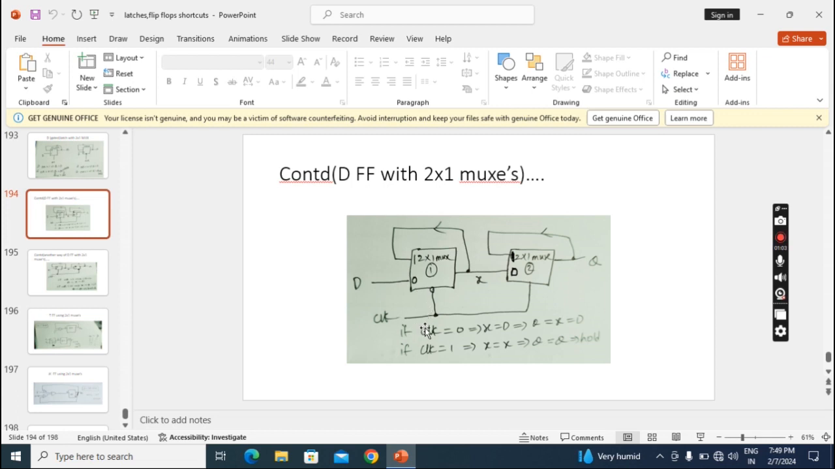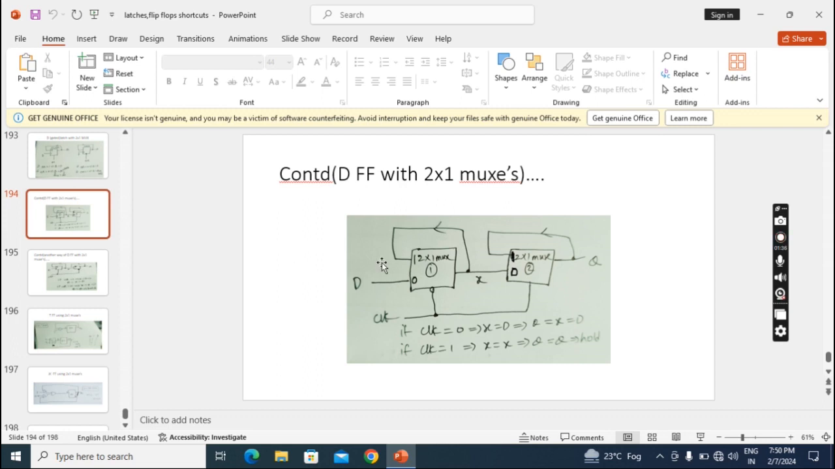So when I apply clock 0, this 0 D will be selected and it will go to this output. And this clock 0 is coming here, so here I wrote 0, so this will be selected and go to output. It means X is D and Q is X. Ultimately Q becomes D. We are getting the same output when I apply clock 0. And when I apply clock 1, the circuit becomes hold. So it is working as a D flip-flop.